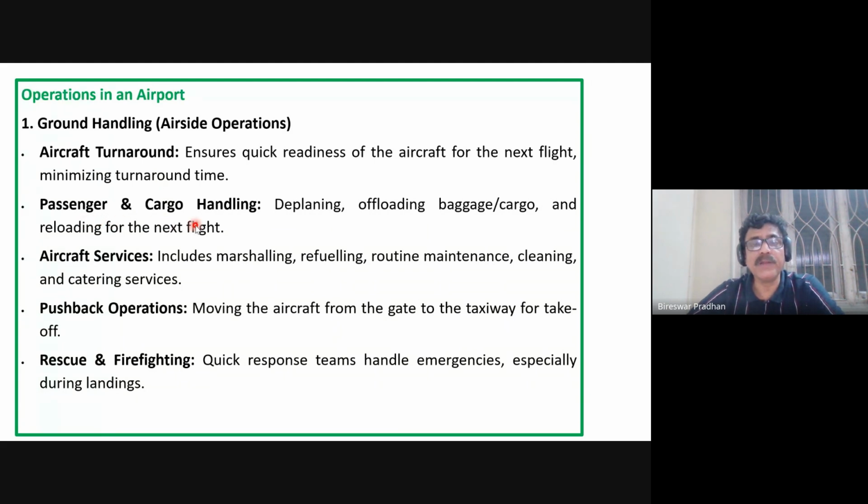Passenger and cargo handling: there are so many things, such as bags and baggage reloading for the next flight. All these activities are going on. Aircraft services include marshalling, refueling, routine maintenance, cleaning, and catering services. If any of these is missed, it will not be possible for takeoff.